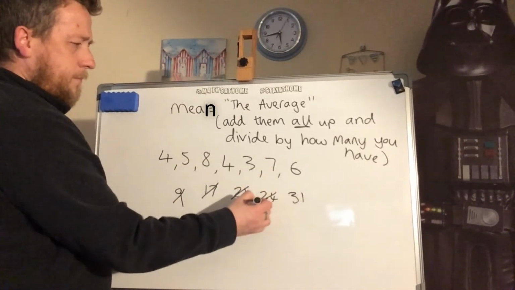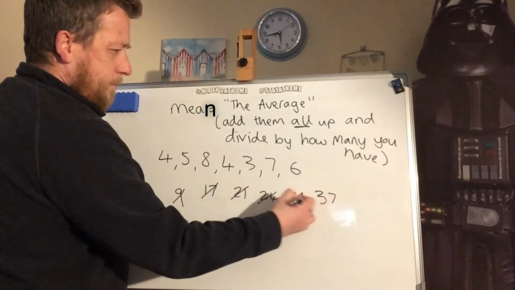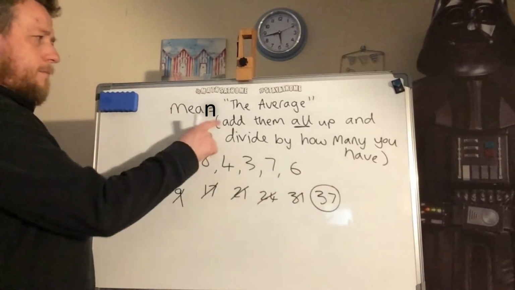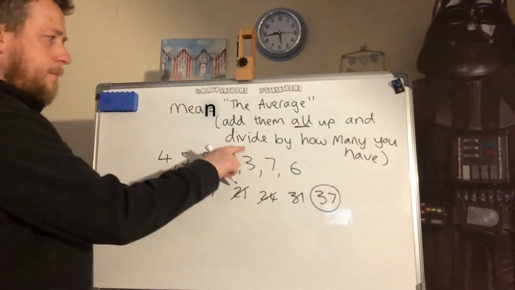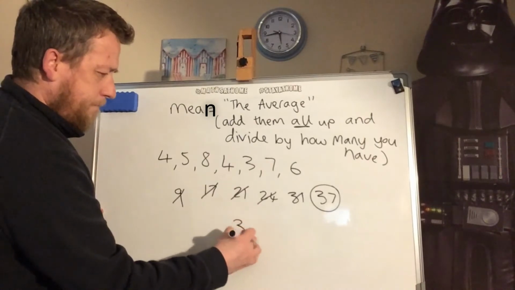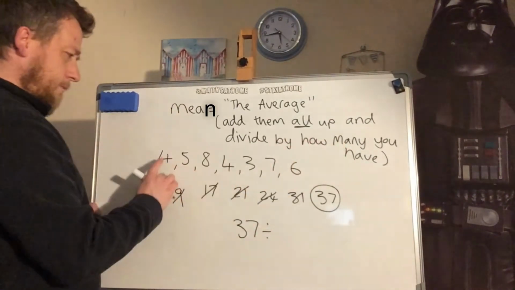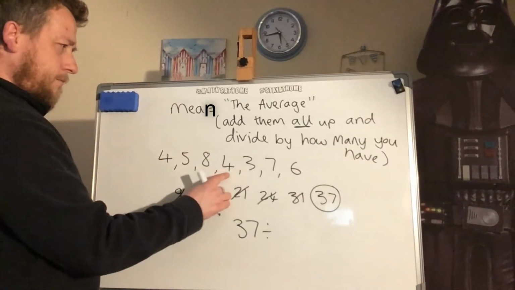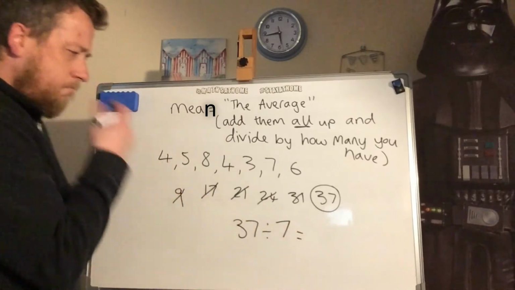But once you have your total, you've got to remember that that is now about division. So we're going to add up the numbers. We've got 37, and now we have to divide by how many we have. So what are we going to divide by? Well, we've got 1, 2, 3, 4, 5, 6, 7 numbers, so we divide by 7.